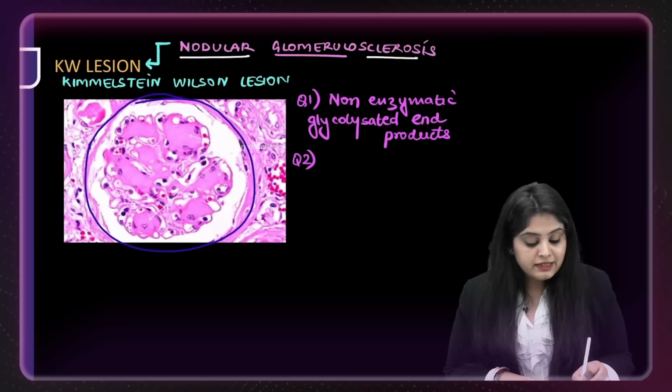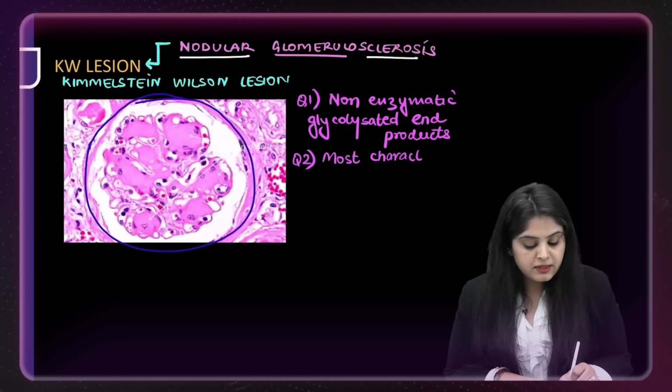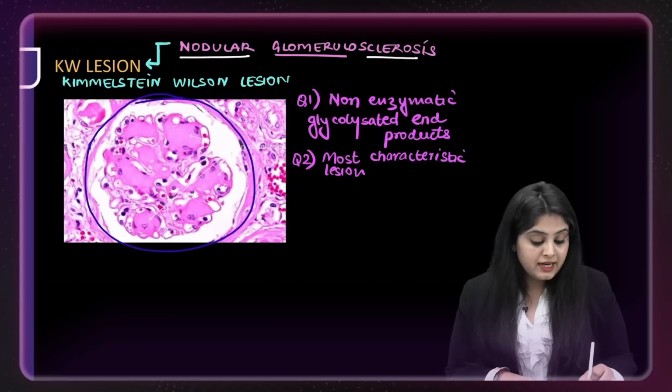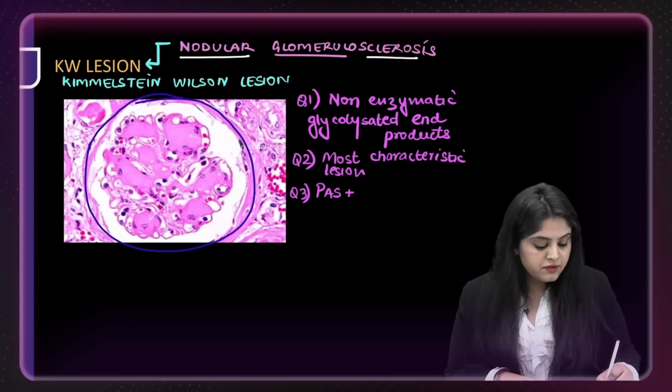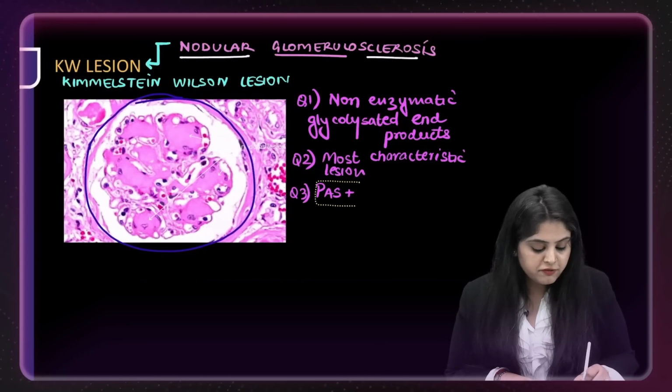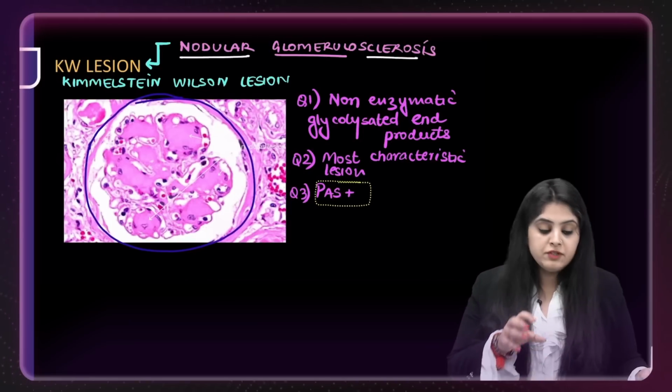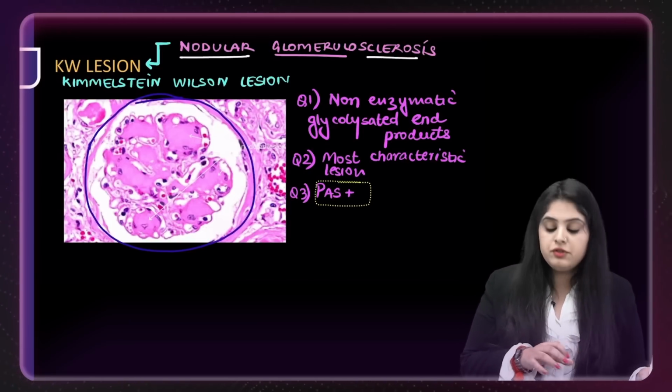Question number 2, this is the most characteristic lesion of diabetes mellitus in the kidney. This is the most characteristic out of the full mnemonic that I taught you. And question number 3, this is PAS positive, which they shall ask you in the form of an MCQ. They will show you this lesion, give you a history of diabetes, and ask you what stain you should be putting. So you should be putting that pink color stain, which is known as PAS.